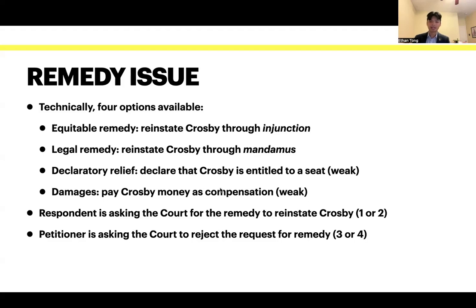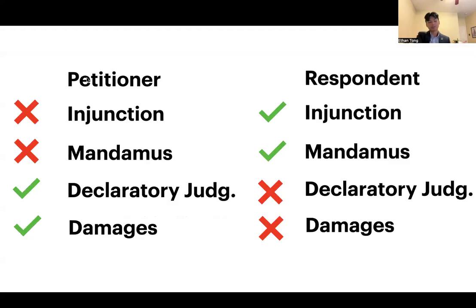Now, the odd thing about this case is that the petitioner speaks first, which means you'll hear the petitioner saying, don't accept the respondent's proposition before the respondent even speaks. So here's how it would look. The petitioner speaks first, and they might say, don't grant an injunction. Don't grant a mandamus. They may, but they don't have to. They may say, do grant a declaratory judgment since it's weaker. And they may, and they don't have to, say, do grant damages. But the key thing is that they just have to say no to injunction and no to mandamus. We do not believe that this court should grant an injunction or a mandamus.